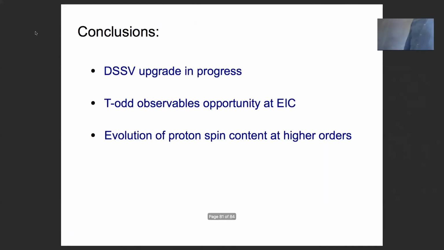And I think that's it. All I wanted to say is a sort of mixed bag of things. Our DSSP upgrade is in progress. I hope there's some interesting opportunity to do sort of Helicity T-odd effects at the EIC. And we know a lot, I think, nowadays about the evolution of the proton spin content at higher orders.